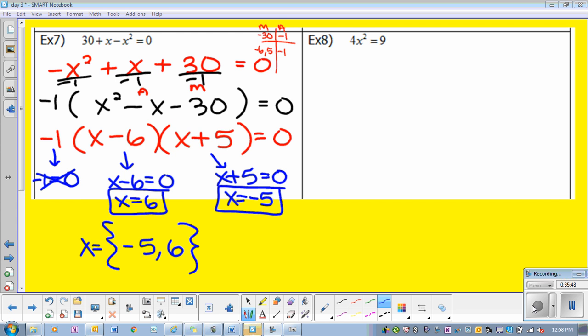All right, so let's try the next one together. If I want to make this equal to 0, what do I have to do? Thank you, Elise. 4x squared minus 9 equals 0. Guys, which factoring method do I have to use here? Thank you.